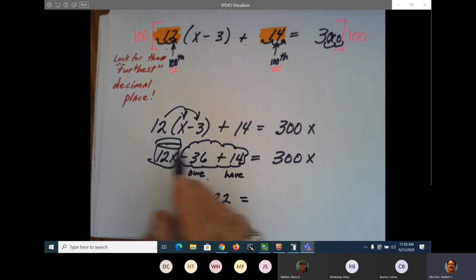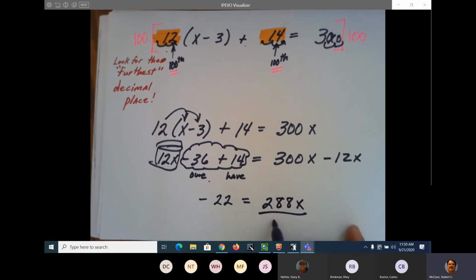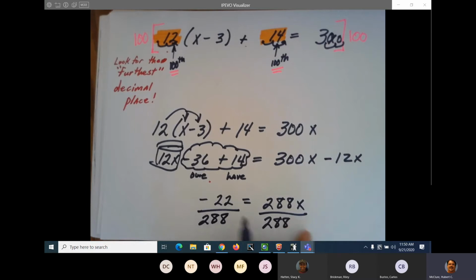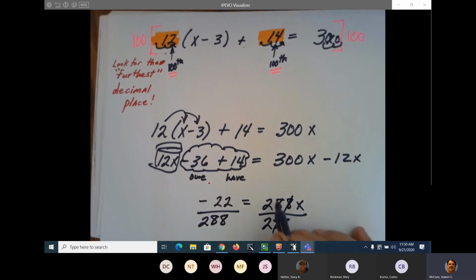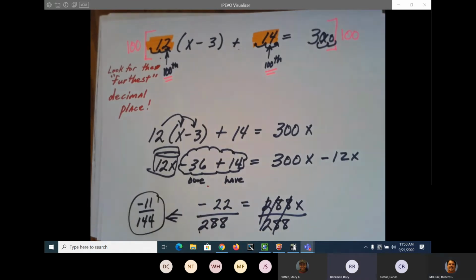And that 12x comes over here, and that's going to give us negative 288x divided by 288. I think we can divide by 2. So that's going to be negative 11 over 144. That's right. And that's how you clear a decimal.